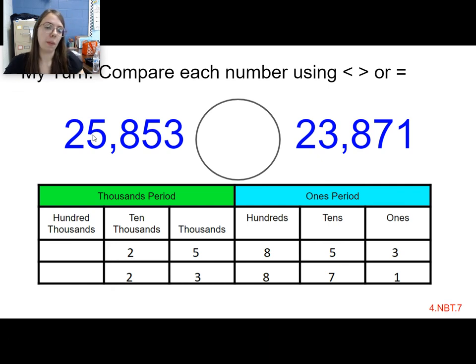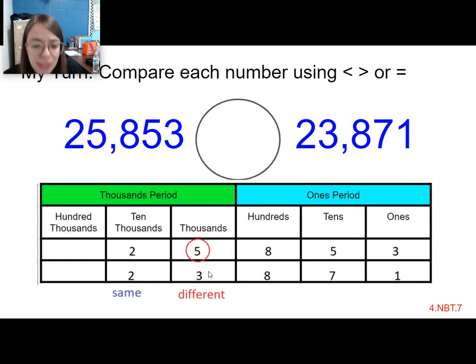So like, I wouldn't know where to start, right? Start from the highest end, okay? We have 20,000 and 20,000, or 2 10,000s and 2 10,000s. Well, those values are the same. So that doesn't help me compare the number. I need to move down. Uh-oh. 5,000 and 3,000, though, are different. Okay, so what's worth more? Well, 5,000 is worth more than 3,000. So because of the thousands place, 25,853 is greater than 23,871.